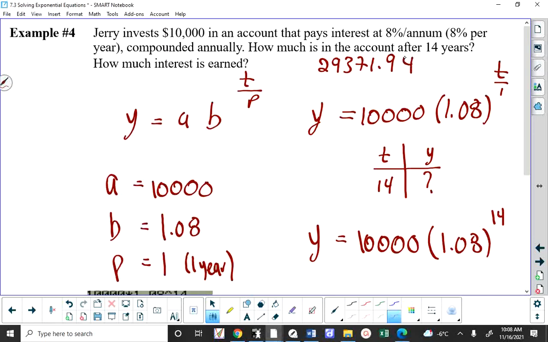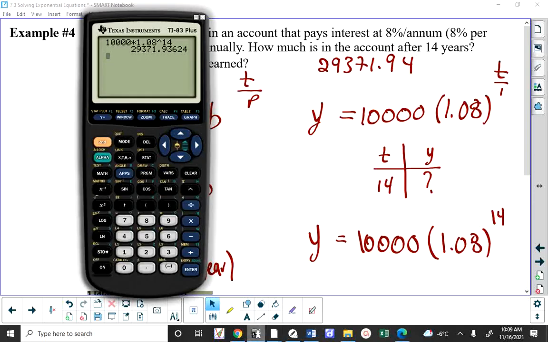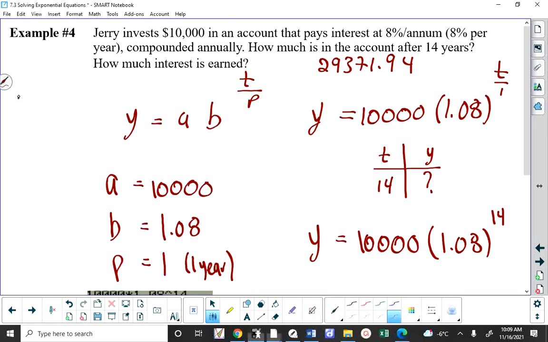How much interest is earned? Well, this isn't a complicated calculation. If he put $10,000 into the account and he now has $29,000, then to find the interest earned, you would subtract those two numbers. So the interest earned is $19,371 and 94 cents. You okay with example 4?